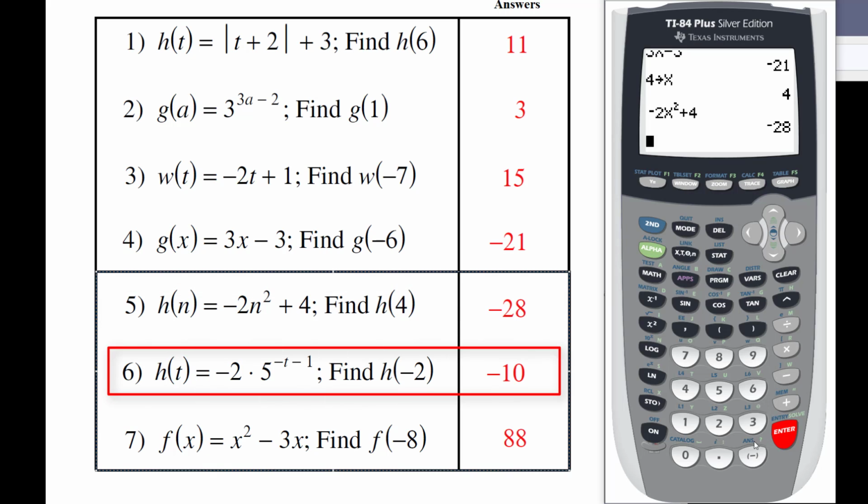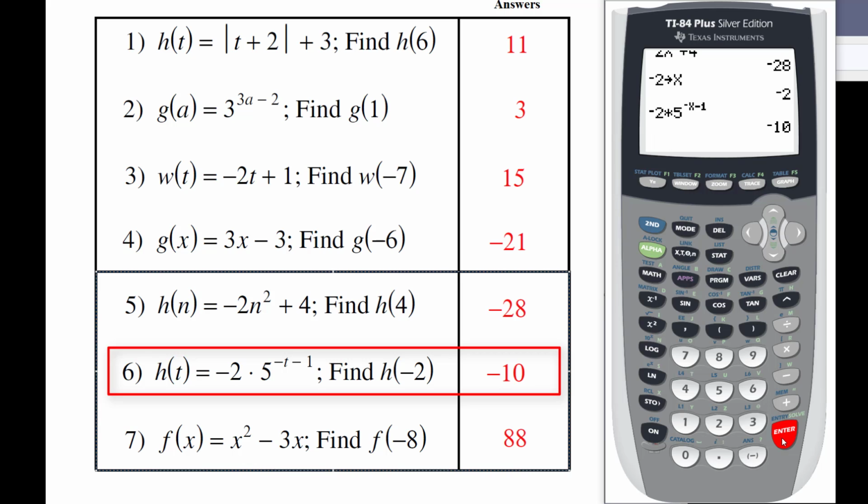Number 6 there, we're going to store -2 into x. And then we're going to type in the equation -2 times 5 to the power -x minus 1. And we can just hit enter at that point.